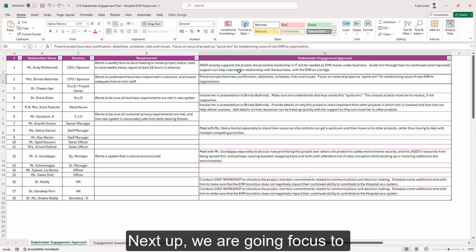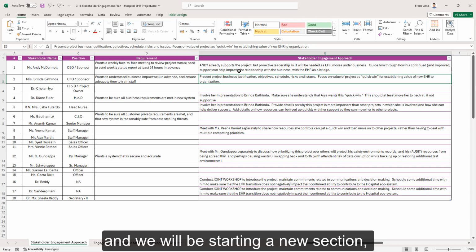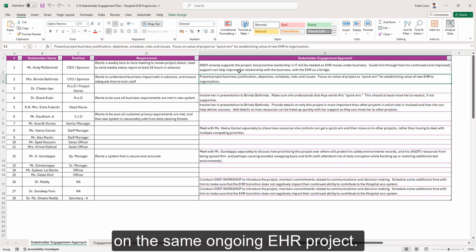Next up, we are going to focus on scope and requirements, and we will be starting a new section on the same ongoing EHR project. So, see you in the next section.